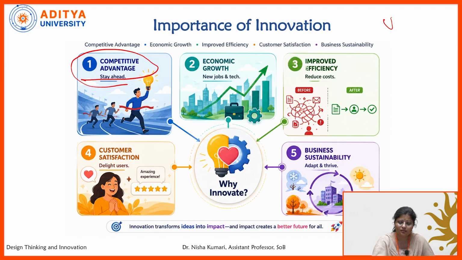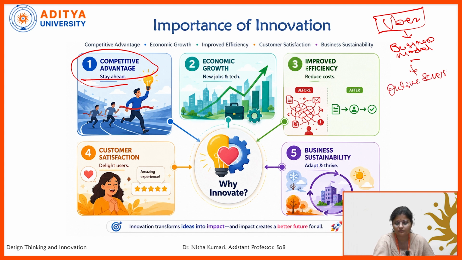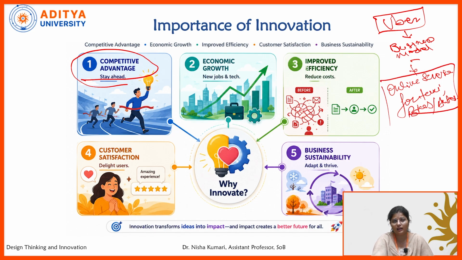in the beginning Uber came, correct? And Uber was the one who came up with a new business model. And what was the new business model they introduced? It's the online service. Online service for your taxi, bikes or auto. So they introduced a new business model altogether, where we can book our cabs, bikes, autos online, correct?